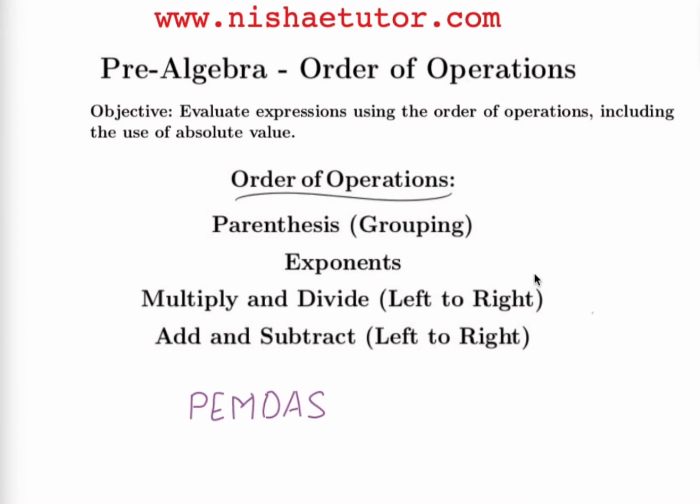When simplifying expressions, it is important that we simplify them in the correct order. For this, first we solve parentheses, then exponents, then multiply and divide, then add and subtract. Multiply and divide, we solve left to right, first the left one and then the right. So P is parentheses, E exponent, M multiplication, D divide, A addition, and S subtraction. So we can remember this as PEMDAS.